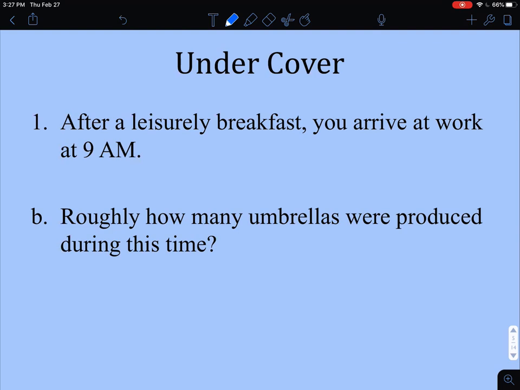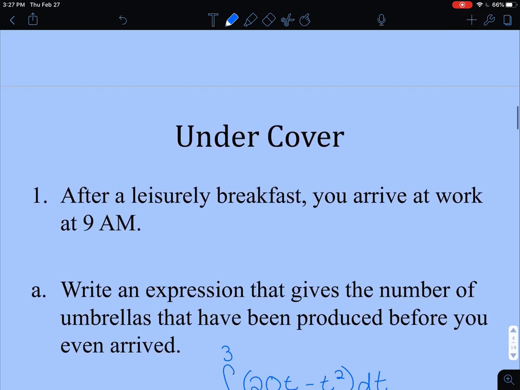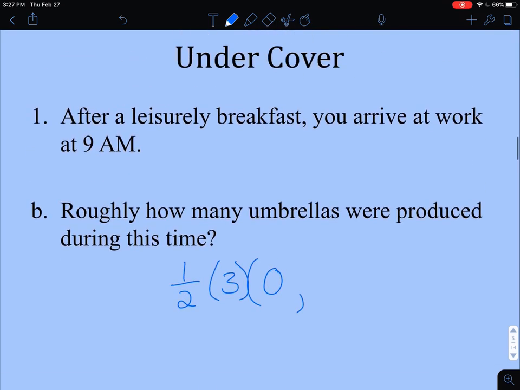Okay, my method of approximation, I'm going to be really simple. I'm going to do a trapezoidal sum of that, which would be 1/2 delta t, so 3, times y1 plus y2. y1 is 0, y2 is 50. So this would give me approximately 75 umbrellas.